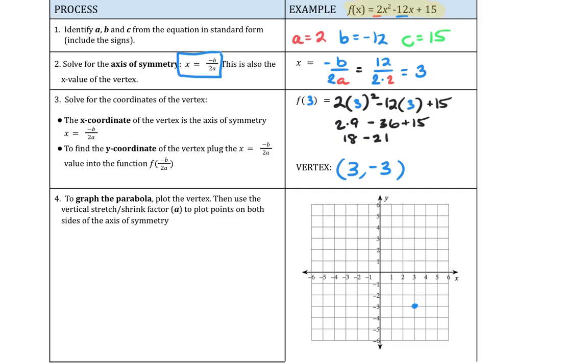Now, to graph the parabola, plot the vertex. Done. Then use the vertical stretch shrink factor. That means the a value is 2. It's going to open up. So as we move over 1, we go up 2, over 1, up 2. If we wanted to move over 1 more, we would need to go up 6. 1, 2, 3, 4, 5, 6. There we go. Go ahead and graph that.